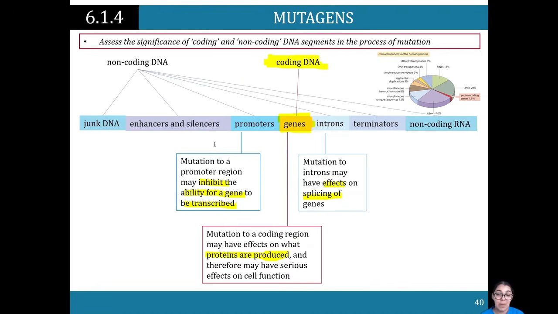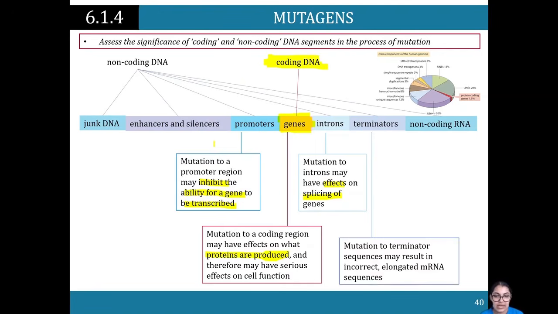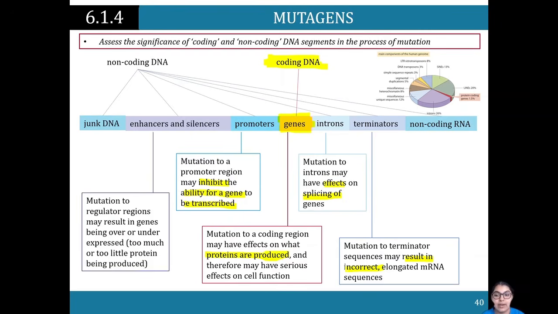So, we talked about promoters. Now again, terminators, same thing as promoters. Mutation to a terminator sequence can result in incorrect or elongated mRNA sequences, because it doesn't know where to stop, so it can be incorrect and elongated.